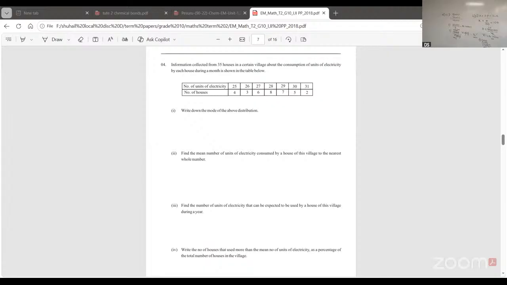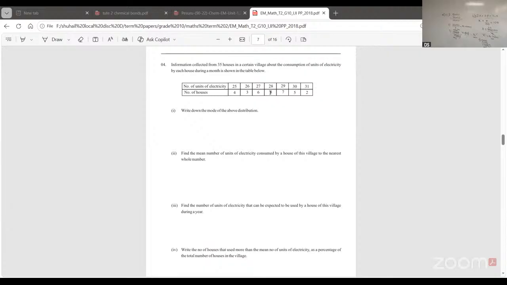What do you mean by mode? Mode means the mostly repeated number. If you don't know, write it down. Mode means mostly repeated number. So in this units column, you can see 28 units. That is repeated how many times? 8 times. See the number of houses? No, 8 houses had a reading of 28. So the mostly repeated unit is which one? 28. Then what is the mode? 28. Then the answer is 28. So what you have to say here: this 28 has repeated most of the times.